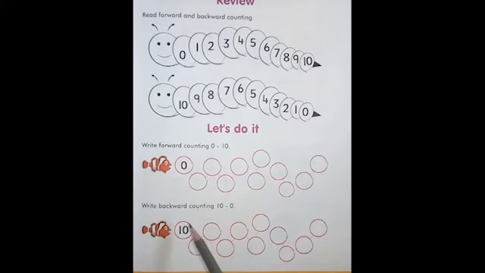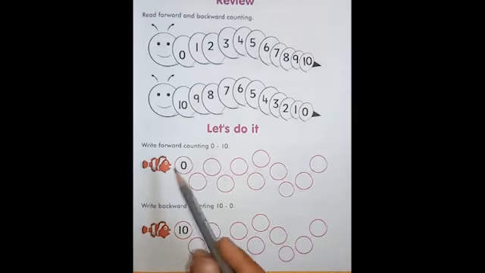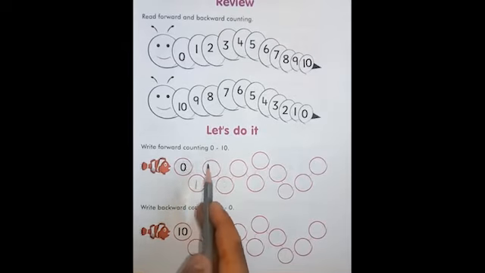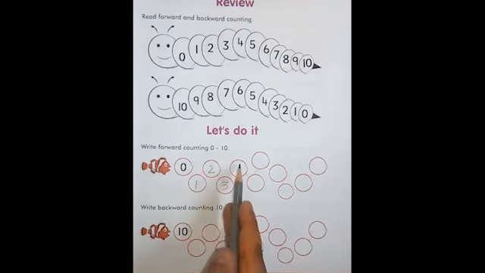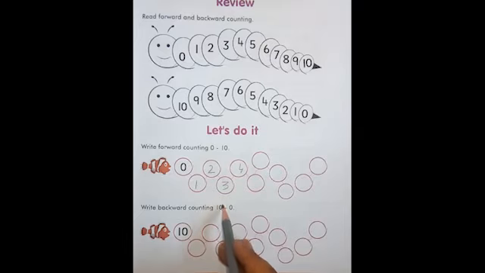Here is another activity in forward and backward counting. Write forward counting. 0, 1, 2, 3, 4. Respected parents, please help your child to solve this forward counting activity.